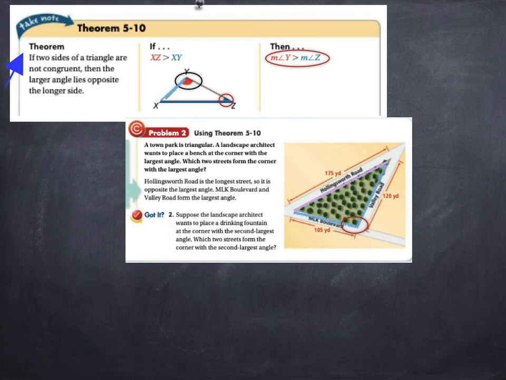Okay, so let's answer Got It 2. Suppose the landscape architect wants to place a drinking fountain at a corner with the second largest angle. Which two streets form the corner with the second largest angle? So based on the figure, we can see that 120 yards is the second longest side. Therefore, the second largest angle will be the angle opposite to this side. So, which two streets form the second largest angle? It will be Hollingsworth Road and MLK Boulevard.